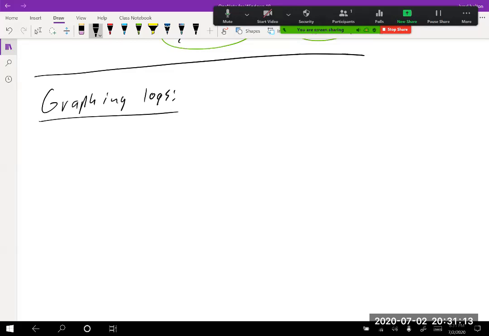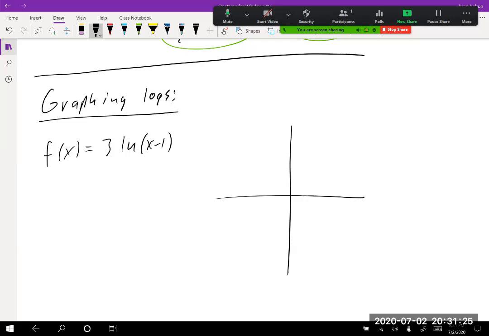Okay, so let's suppose that we have f of x equals 3 natural log of x minus 1. Let's come over here and try to graph this. This is going to be a little bit rough, so I think I'm going to use my calculator because I don't know all the natural logs off the top of my head. But I have a feeling that something nice happens at 2. And I'll tell you why in a second.